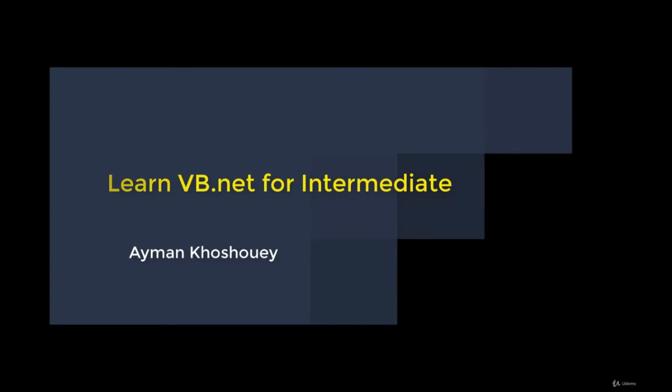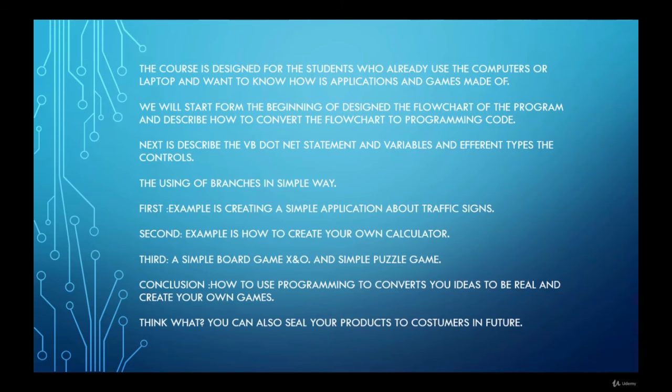and the different types of controls, and the use of branches in a simple way. The first example is creating an application about a traffic sign. The second application is a calculator. The third application is a game, an X and O board game, and a simple puzzle game.